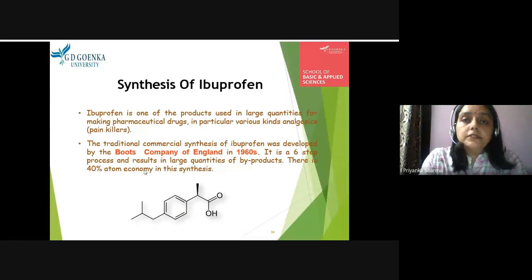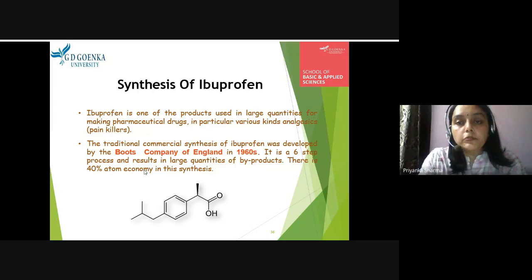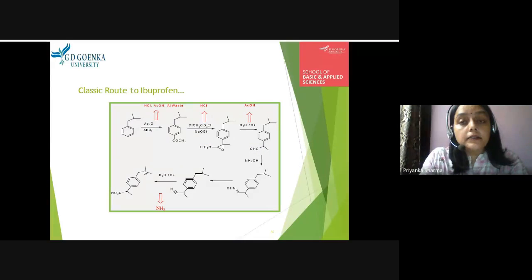Now, if we talk about the synthesis of ibuprofen, we all know about ibuprofen, which is used as an analgesic. We have been using it for a long time. The first synthesis of ibuprofen, the traditional synthesis, was proposed by the Boots company in 1960, and the company said that the synthesis required 6 steps, and in each and every step some byproduct is eliminated, like HCl, ammonia, acetic acid, etc. is removed at each step of the synthesis.